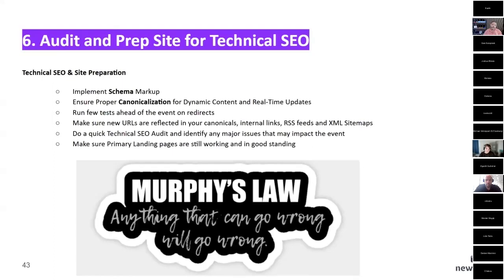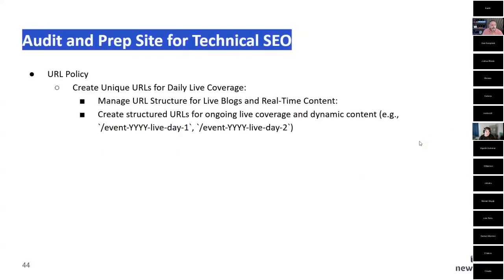Prepare and audit your site for technical stuff. Make sure your schema, canonicals, and redirects are working well. You will be surprised how many times we actually went into an event and then discovered that something was not working. You don't want to discover this during the event. You want to discover it ahead of the event. Focus on your schema, canonicals, and redirects. Make sure that they're all working. You don't have to do a full audit of everything.